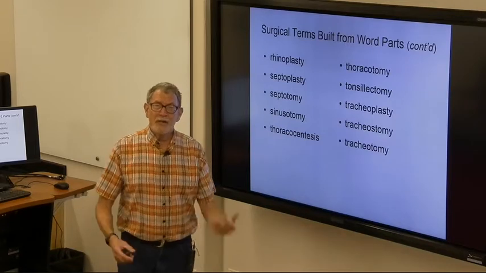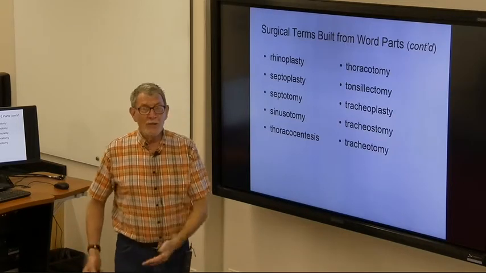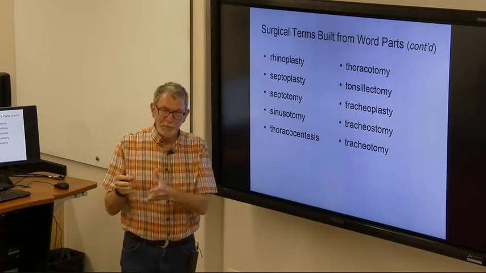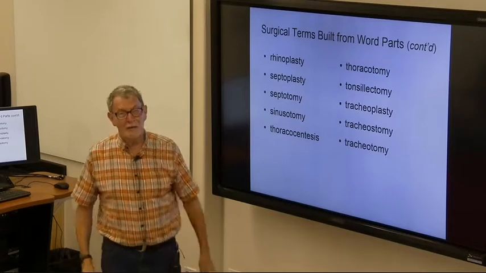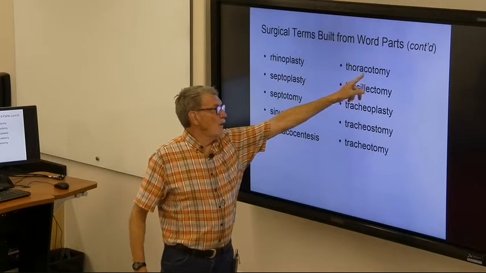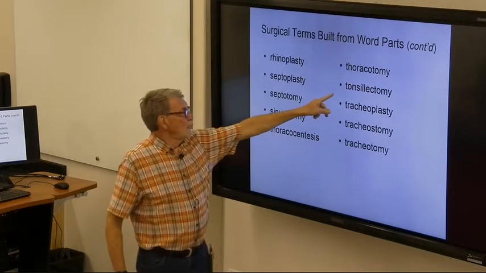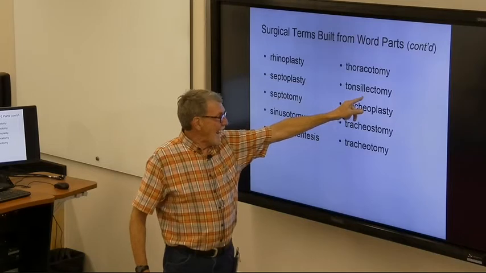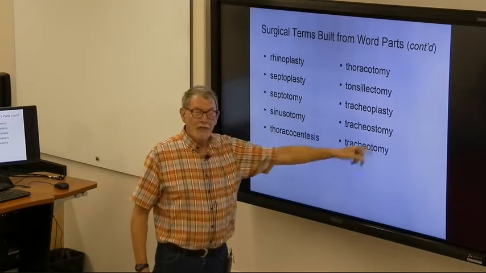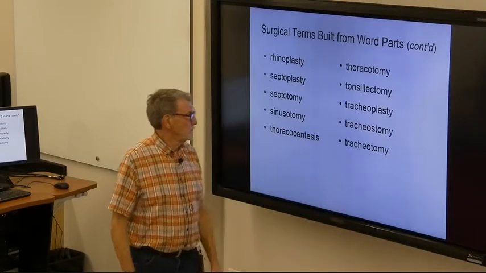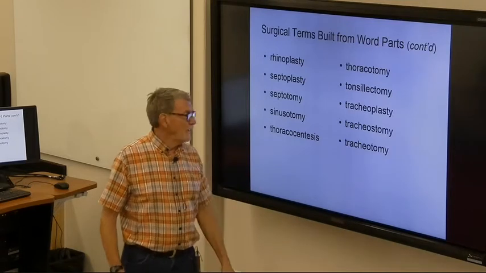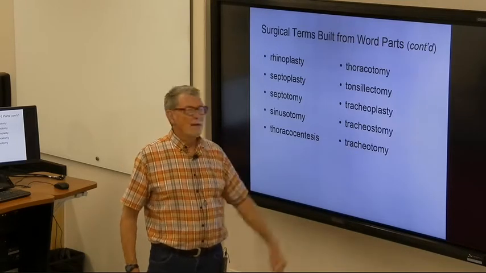Thoracocentesis. What's this? Amniocentesis? Taking out fluid. Thoracocentesis. What if you have a hydrothorax? What if you have fluid in there that needs to be taken out again? Thoracotomy, make a cut into it. Tomy. Tonsillectomy. Ectomy means to take it out, not just make a cut in it. Tracheoplasty, repair it. Tracheostomy, make a new hole, a new opening. Tracheotomy, make a cut in it.